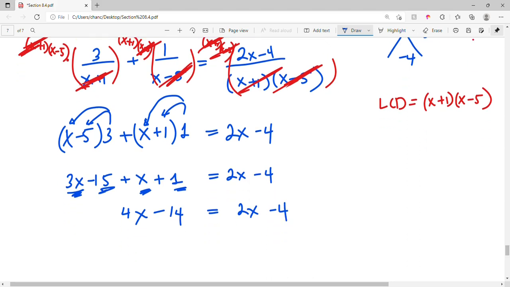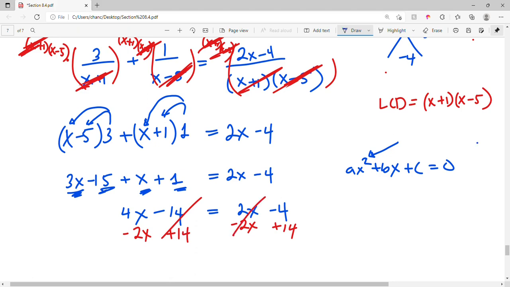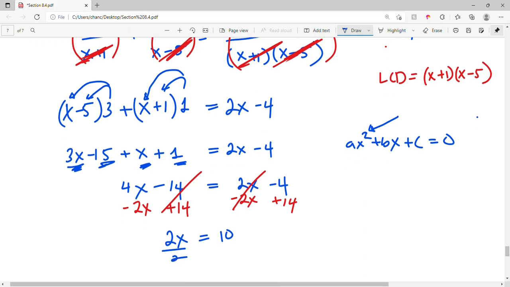Now, typically we want to rewrite it as ax squared plus bx plus c equal to 0 form if there is a power of 2. But notice there's no power of 2. This is just a standard solving equation. So I'll just get the x on one side by subtracting 2x. And we'll also add 14 to both sides to get that to the other side. This simplifies to 2x equals 10. And now we could divide both sides by 2, and x equals 5.